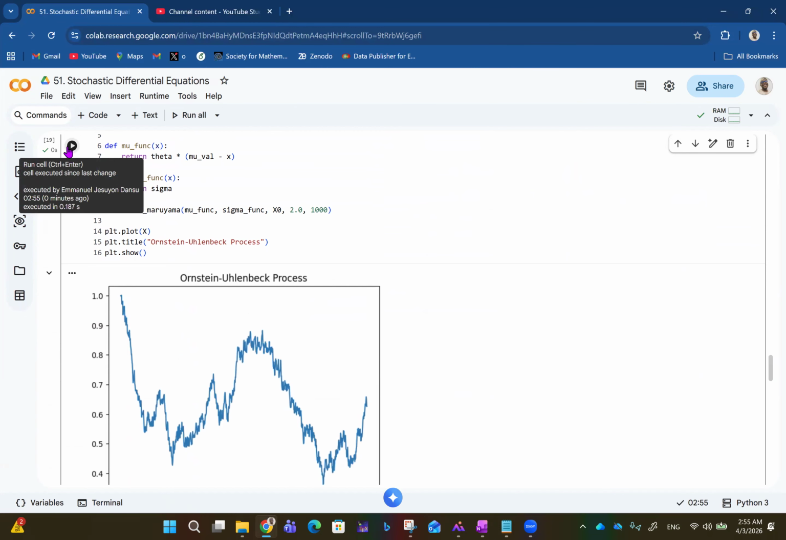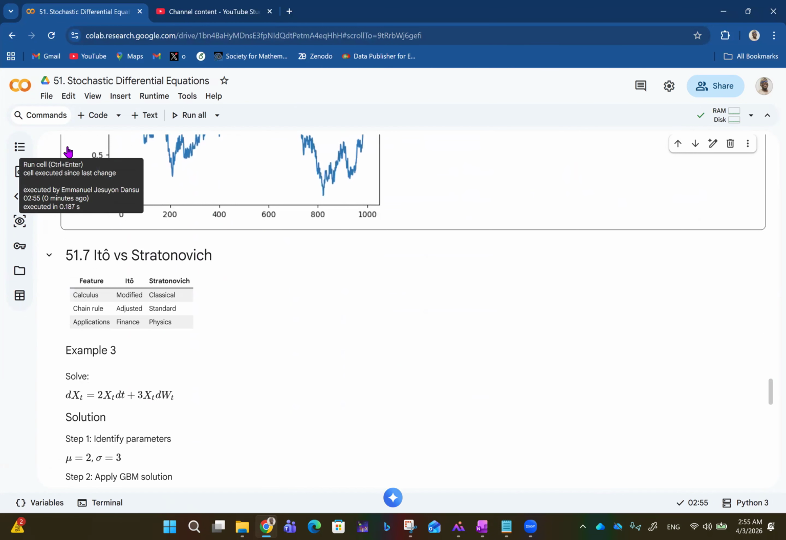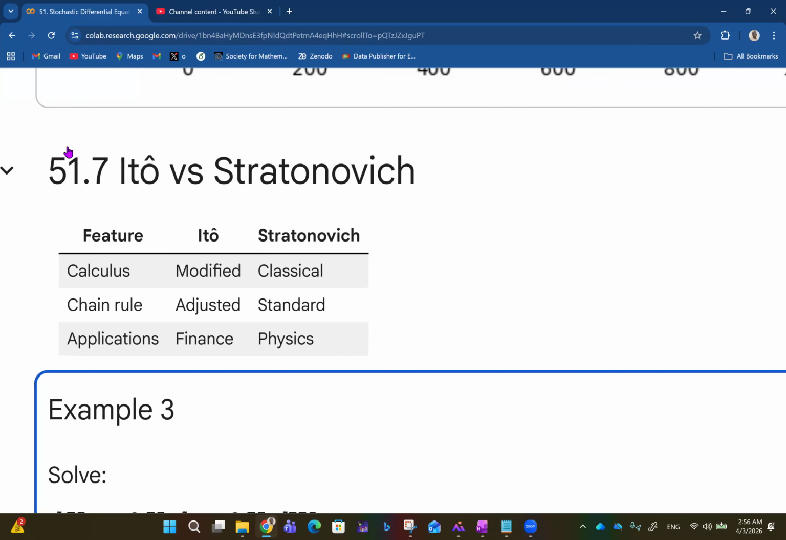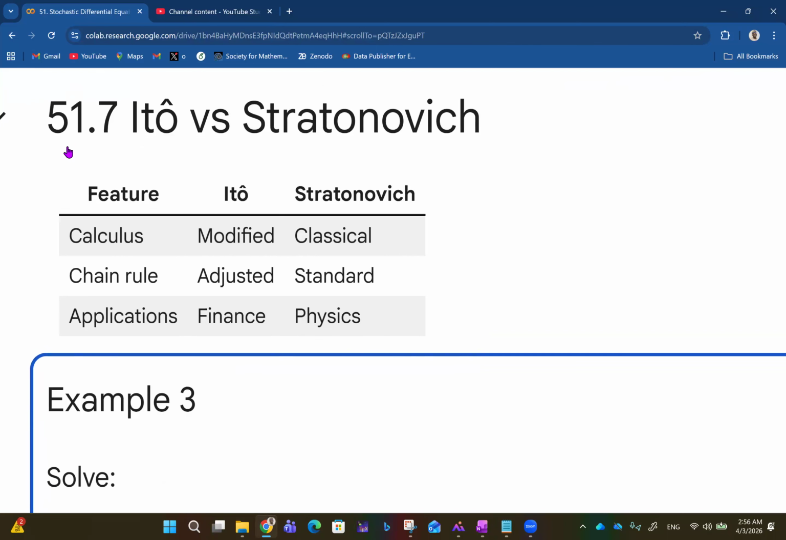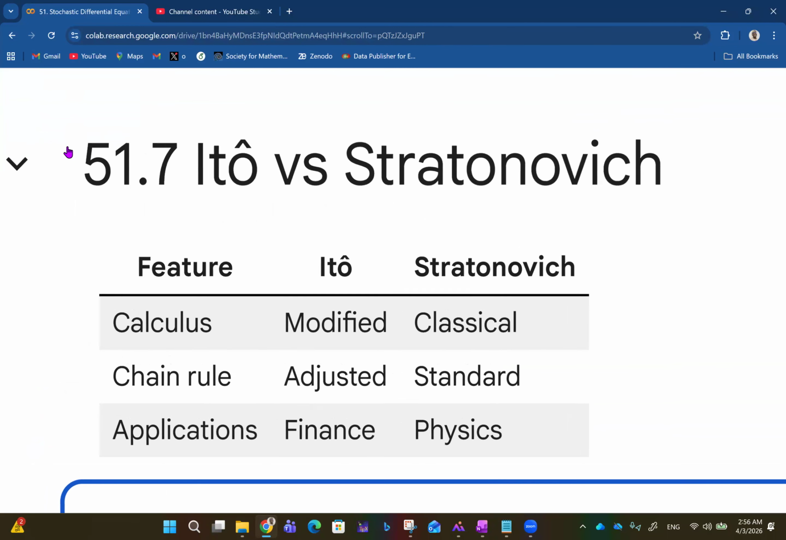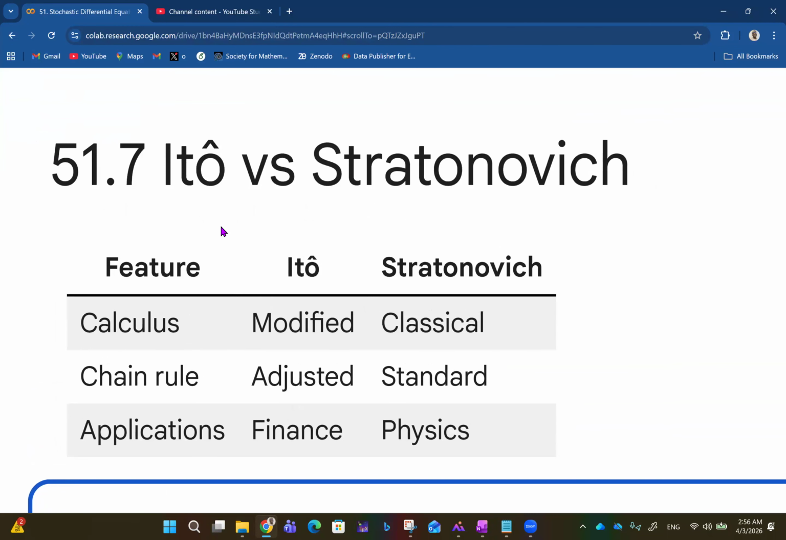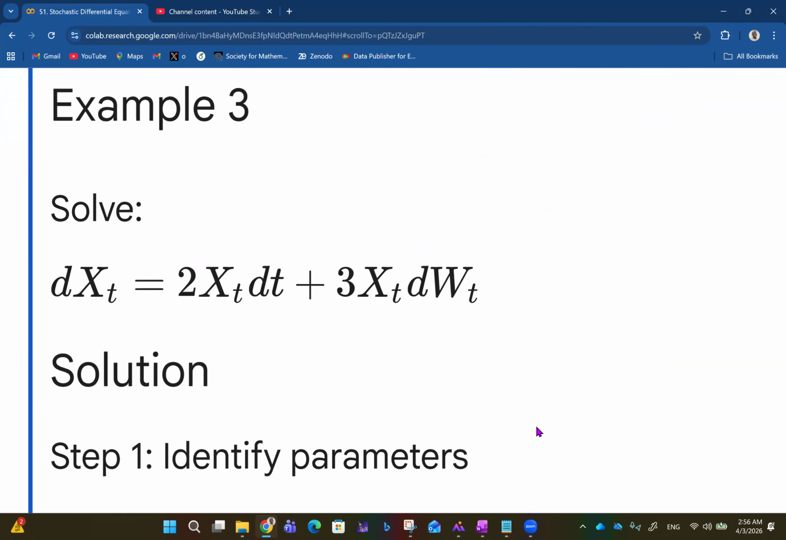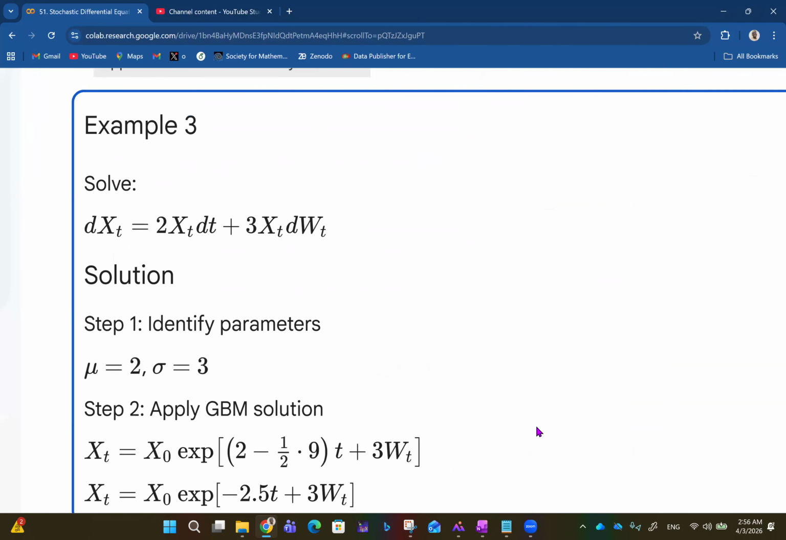So mean reverting. So in 5.51.7, we see Ito versus Stratonovich. The feature is that the calculus, Ito is modified, Stratonovich is classical. For the chain rule, it's adjusted in Ito, but in Stratonovich it is standard. You have the Ito application in finance and Stratonovich application in physics, like that. So we can look at an example.